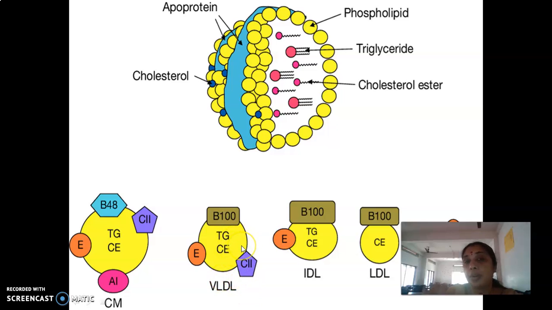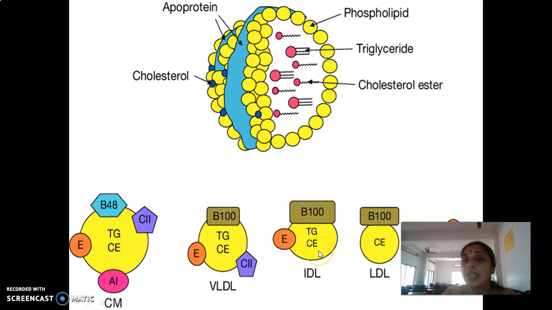Then what happens to VLDL during its half-life? It liberates more and more TG towards the skeletal muscles and adipose tissue, right? So the size is reduced, and VLDL is converted into IDL. IDL has TG and cholesterol esters, but at a smaller concentration compared to VLDL. Along with that, the C2 is also liberated. So IDL does not have ApoC2. It has only B100 and ApoE, right?